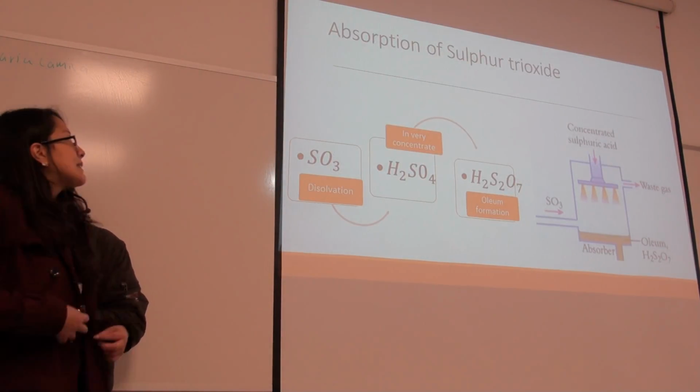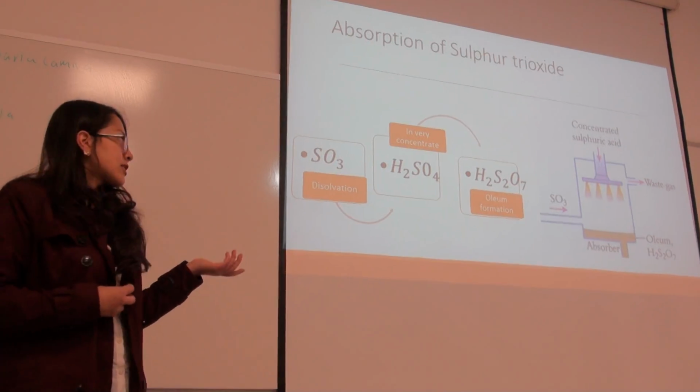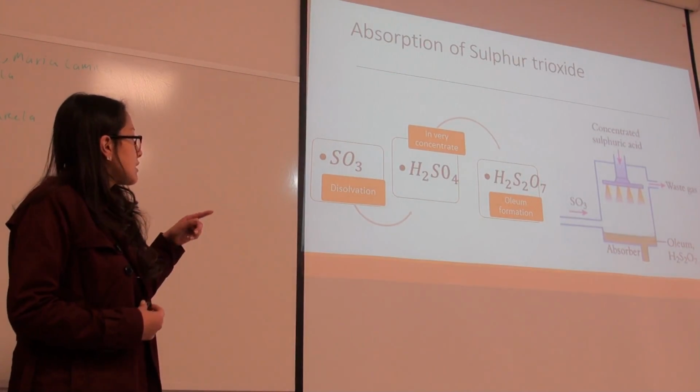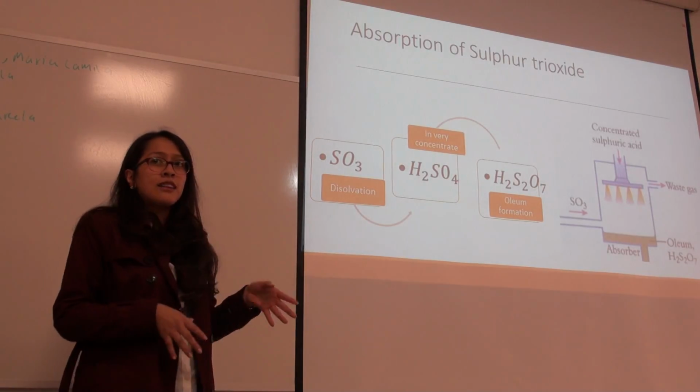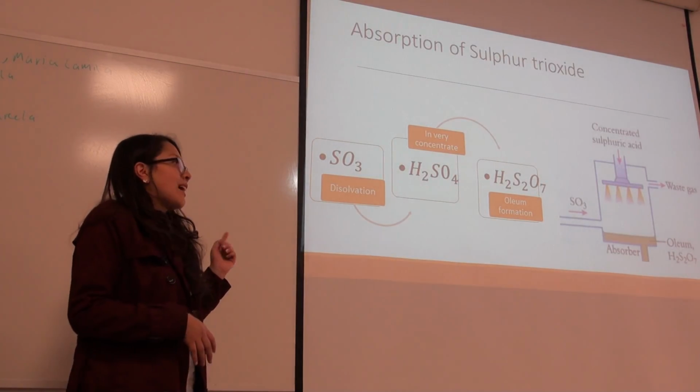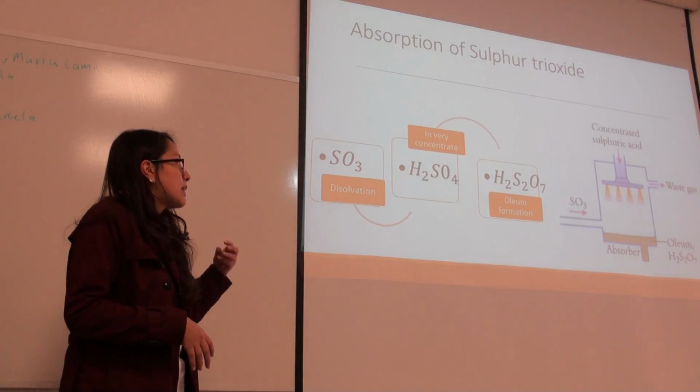The next step is the absorption of sulfur trioxide, in which we have to do a dissolution of sulfur trioxide. We mix it with a very high concentration of sulfuric acid to make oleum.